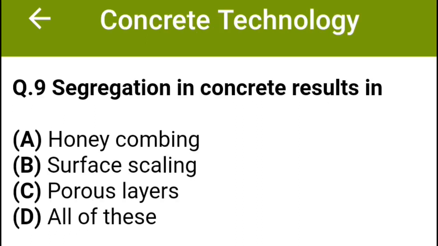Segregation in concrete results in: option A, honeycombing, option B, surface scaling, option C, porous layer, option D, all of these. The correct answer is option D, all of these.